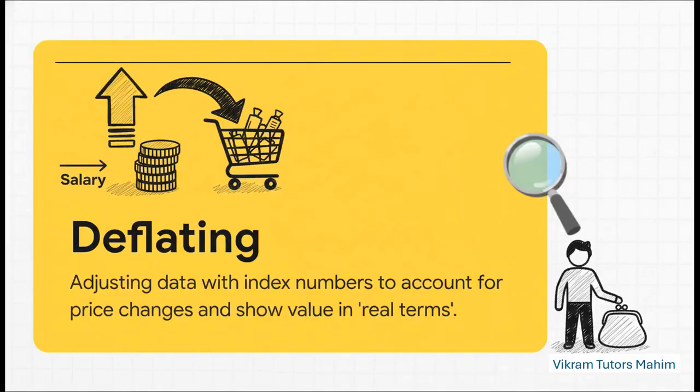And a really powerful use for this is something called deflating. Think about it. If your salary went up 5%, but the price index went up 7%, did you really get a raise? Not really. Deflating helps us strip away the effects of inflation so we can see what our money is actually worth compared to before. It lets us see the change in real terms.